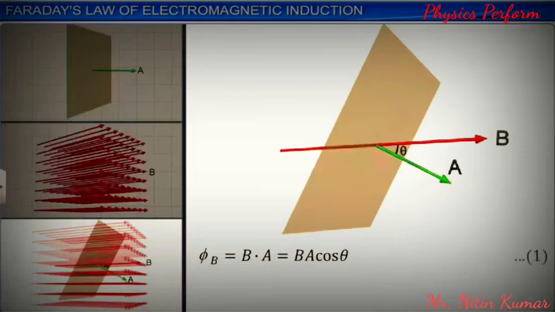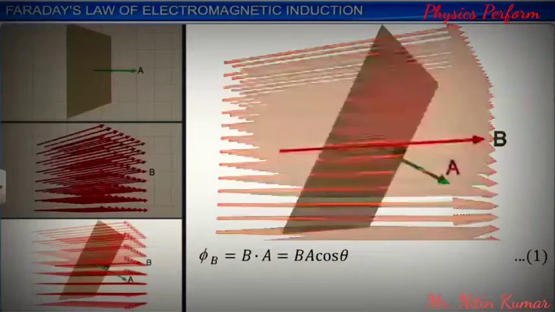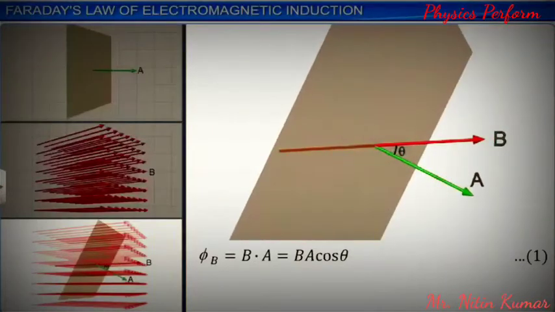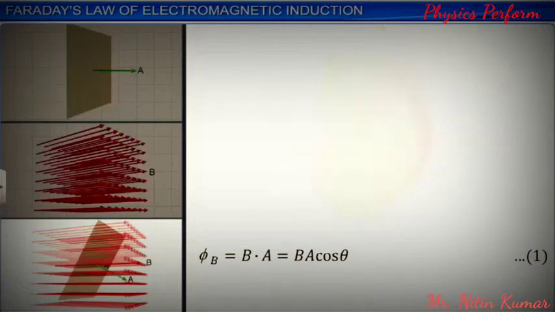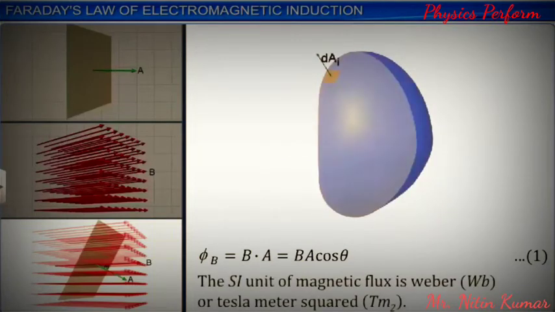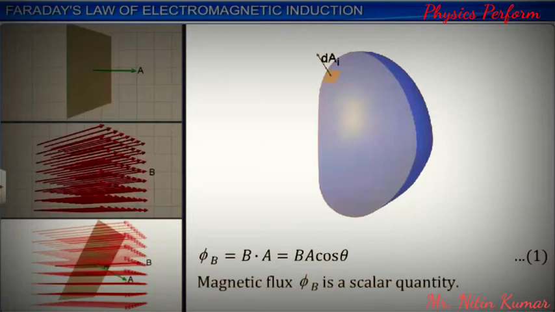Let this be equation 1. Magnetic flux phi B can be varied by changing any one or more of the terms B, A, and theta. The SI unit of magnetic flux is Weber or Tesla meter squared. Magnetic flux phi B is a scalar quantity.